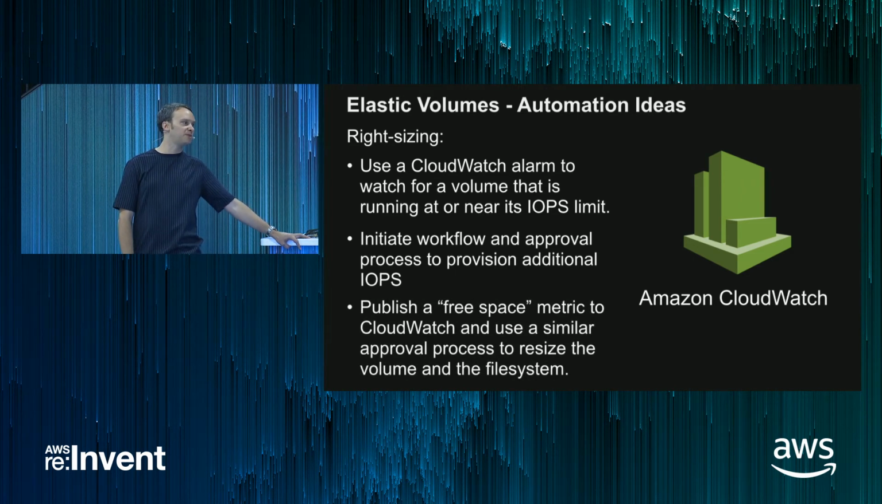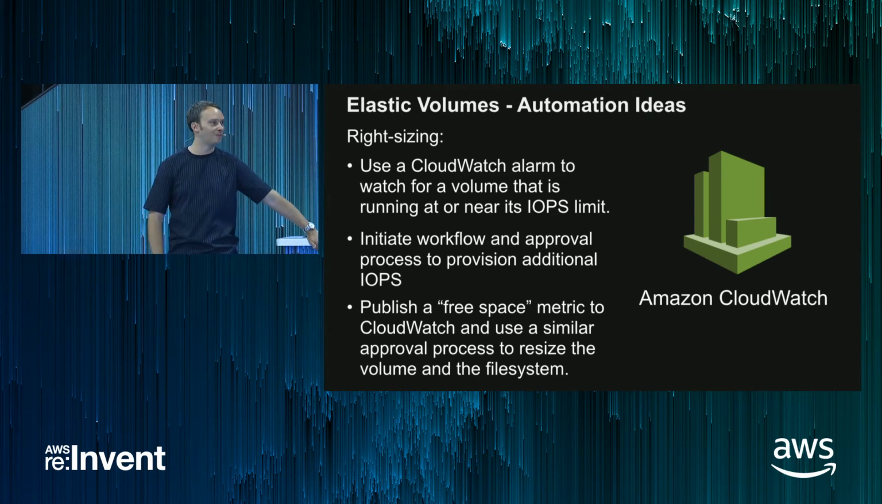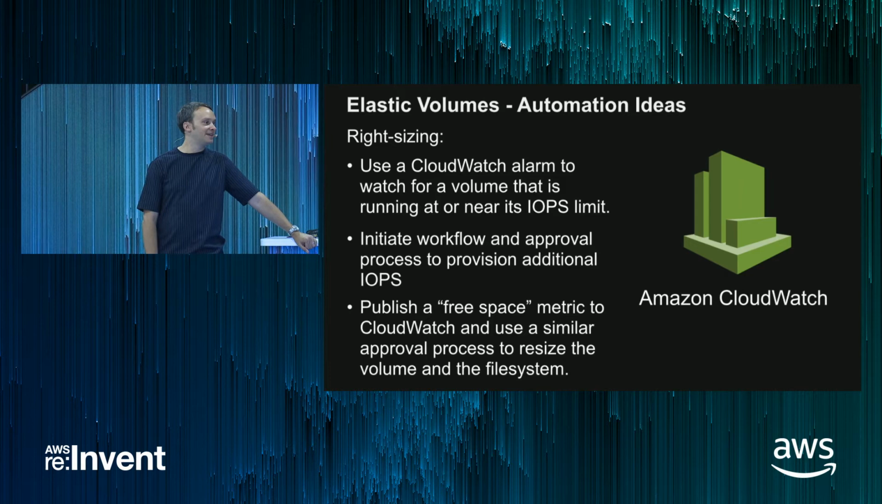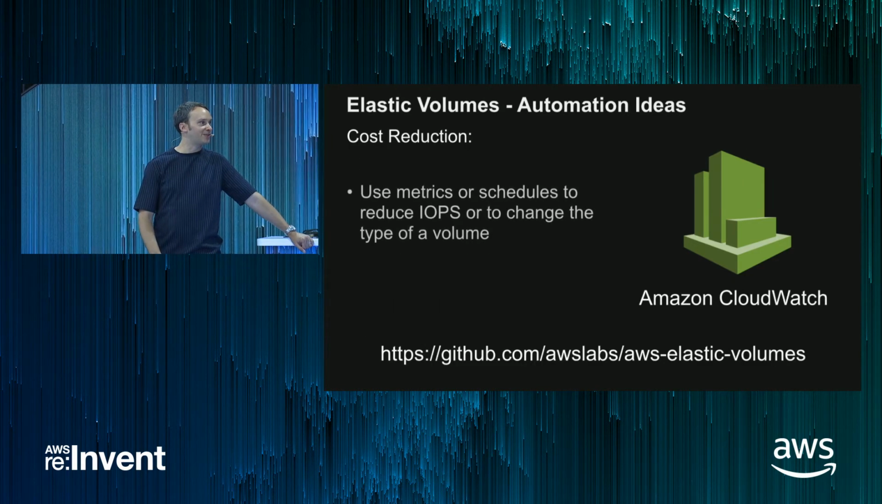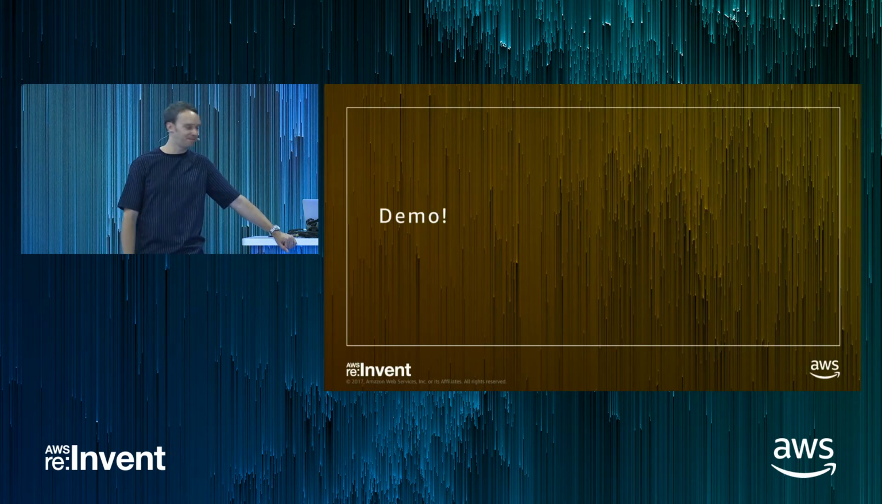You can also publish a free space metric to CloudWatch and have a similar process. I've seen many cases where customers have filled volumes, either with logs or just data, and then their application doesn't work well. This is really easy to work around, and it just makes life a lot easier. With cost reduction, you can use the same type of metric to see how many IOPS you're actually using, and if you're not using them, simply decrease it and pay less.